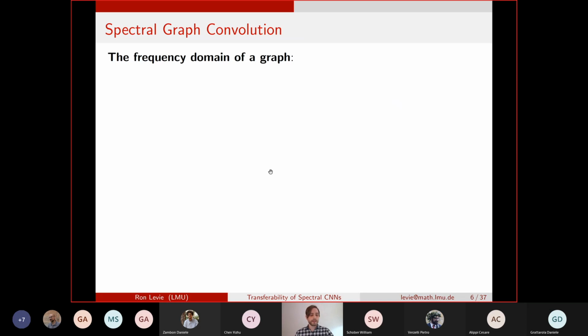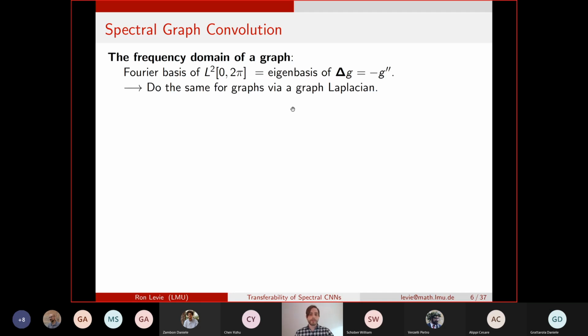Okay, so let's now see how to define convolution operators on graphs in the spectral approach. So again, we take inspiration from the classical frequency domain, right? We want to define the frequency domain of a graph. In the classical case, one way to derive the classical frequency space, the Fourier modes, is as the eigenbasis of the classical Laplacian on the interval. The classical Laplacian is the second derivative. And because we have notions of Laplacian also for graphs, we can do the same for graphs.